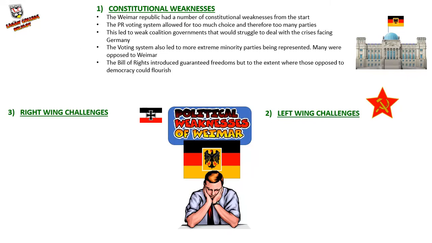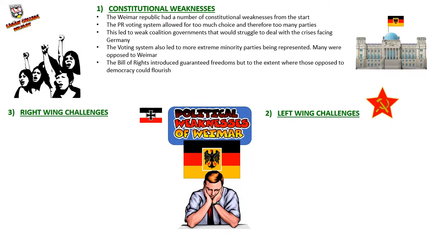Next we have the Bill of Rights. Obviously very important. It allowed freedoms, but at that stage it allowed those who were opposed to democracy to really flourish at a point when it was just getting off the ground. Remember, Germany was used to being ruled by a strong man, a Kaiser. It was an autocracy for years. They're not used to democracy. To have people who are openly opposed from the very beginning sort of threatens to strangle it at birth.